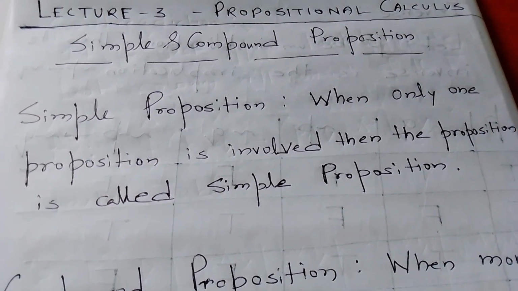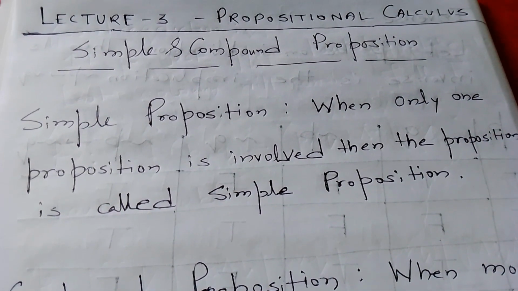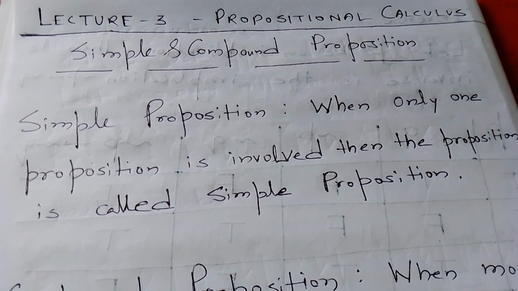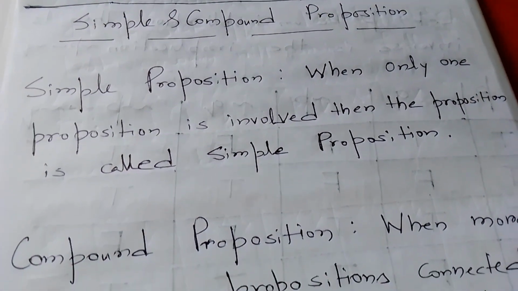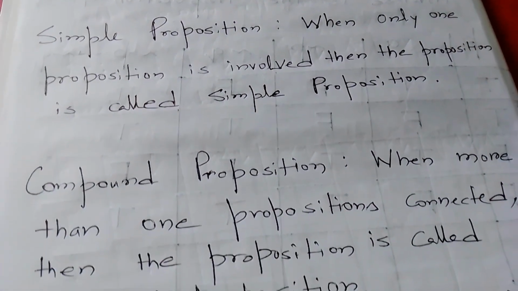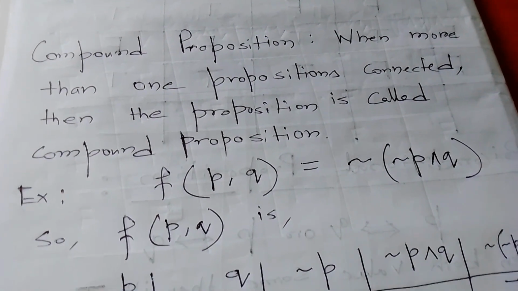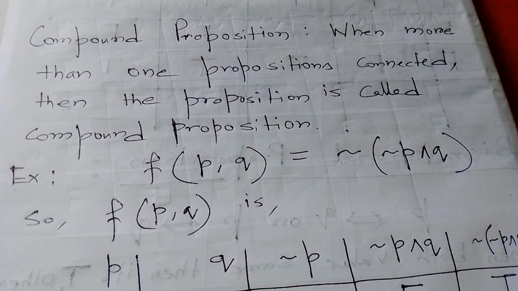As you can assume from the name, a simple proposition is one where the proposition is simple, where only one proposition is involved. That is called a simple proposition. So then what is a compound proposition? When more than one proposition is involved, that is called a compound proposition. So let me take you to an example.